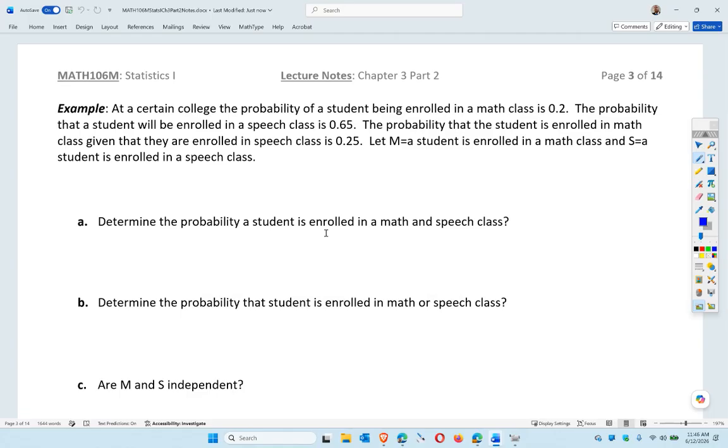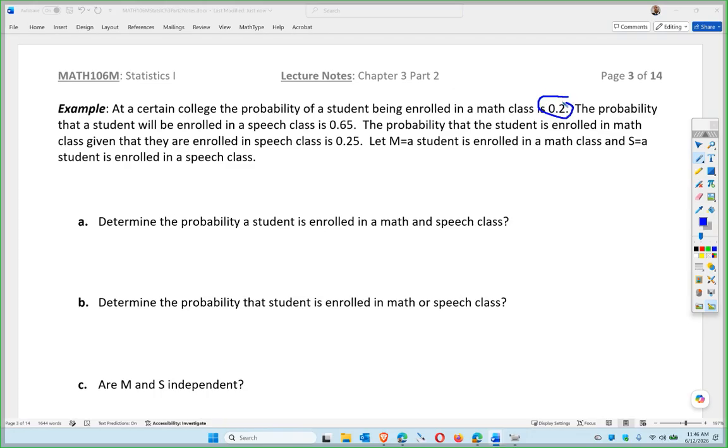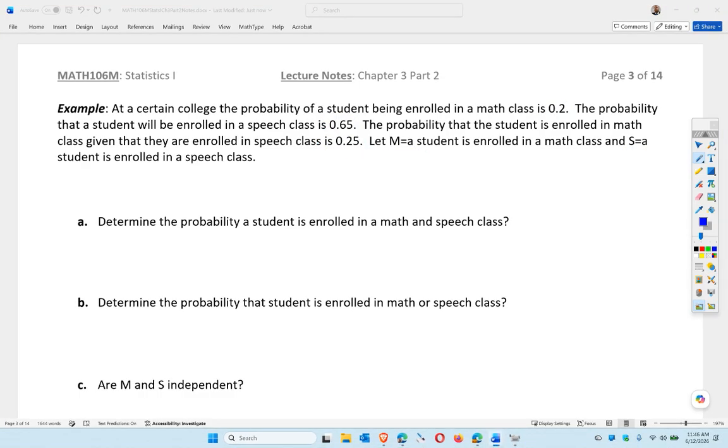All right, at a certain college, the probability of a student being enrolled in math is 0.2, 20% essentially. Being enrolled in speech is 65%, and being enrolled in both is apparently 25%, using M for being in math and S being enrolled in speech. So let's write the items we have in probability symbolism first.